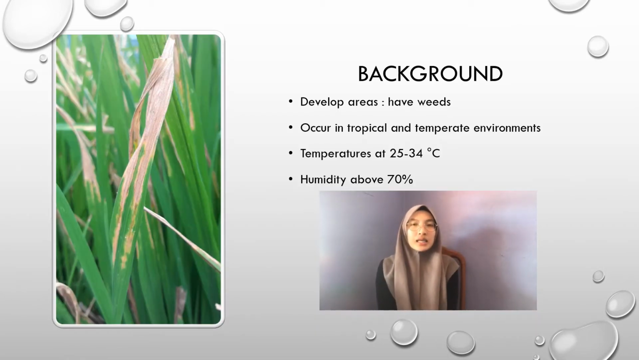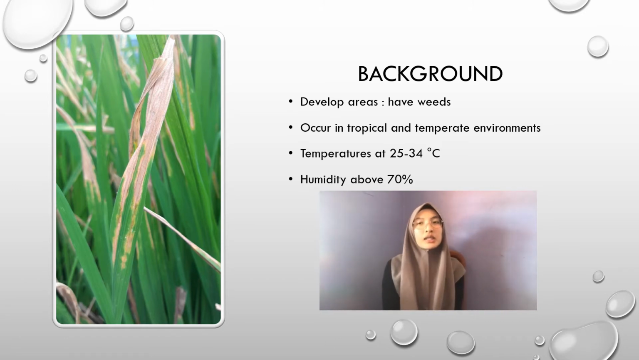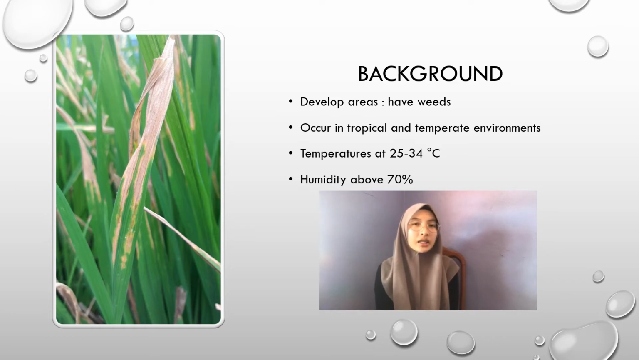Bacterial blight disease is caused by Xanthomonas oryzae. This disease is most likely to develop in areas that have weeds and stubbles of infected plants. It can occur in both tropical and temperate environments, particularly in irrigated and rainfed lowland areas. In general, the disease favors temperatures of 25 to 34 degrees Celsius with relative humidity above 70%.